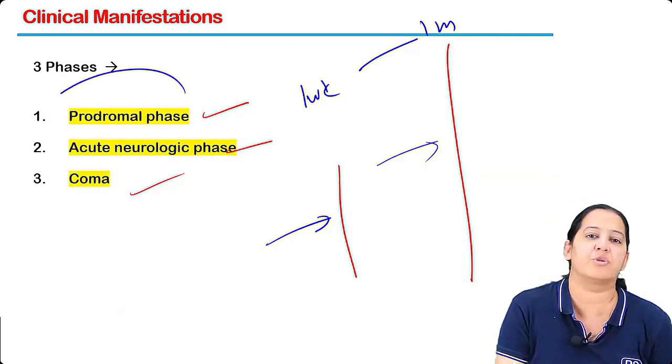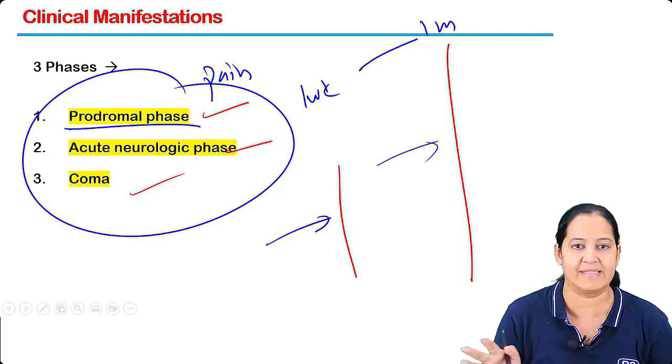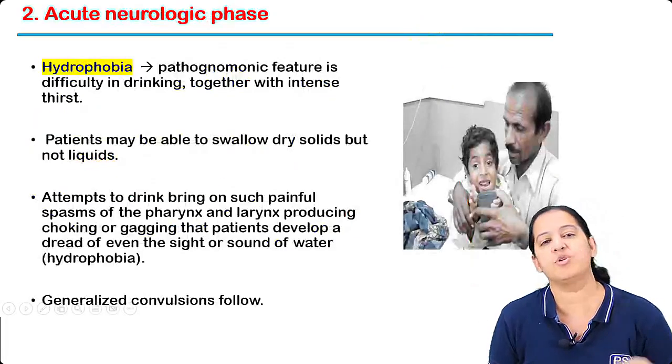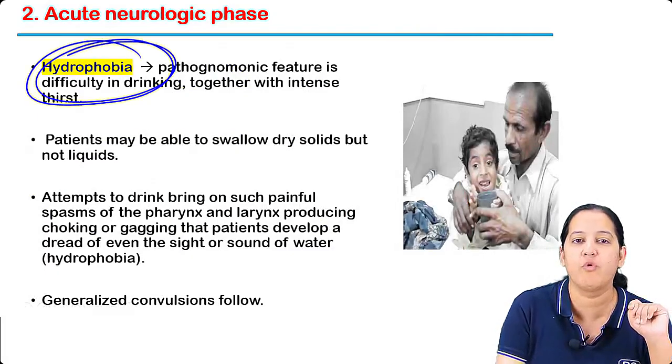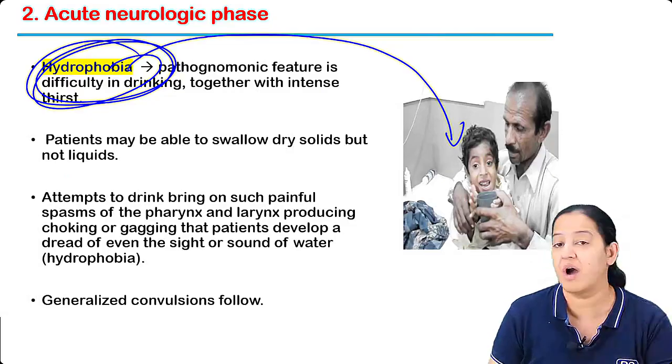If it occurs, there are three phases. In the prodrome, there is simply pain at the dog bite. That's it, pain in the nerves. After that, the most important is the neurological phase. In the neurological phase, the hallmark is hydrophobia. The patient has fear of water. The patient can't drink water. The patient can't even see water.